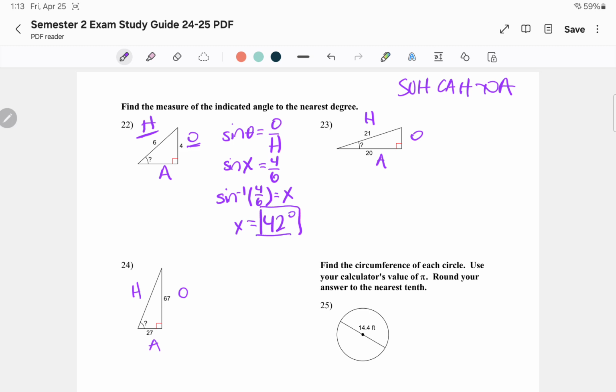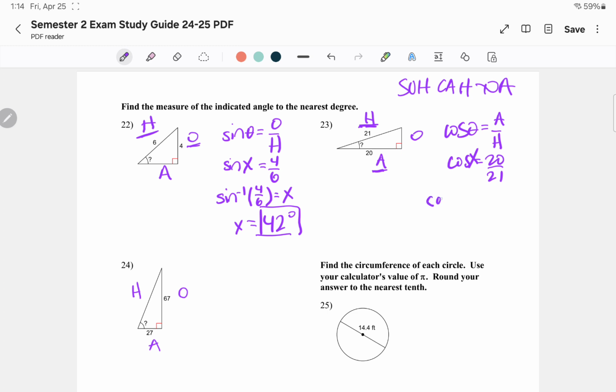Okay, let's do 23. Same thing. What are my two sides? That would be A and H, so it's going to be cosine this time. Cosine of theta is A over H. The theta is x. A is 20. H is 21. Sorry, cosine x there.